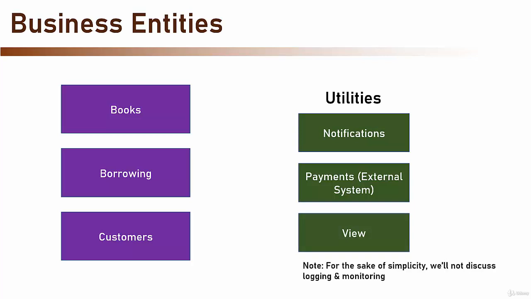Now, I want you to note that for the sake of simplicity, we will not discuss logging and monitoring. Although extremely important, I want this case study to focus on the functional mapping of services, and we have already covered all aspects of logging and monitoring in the respective section, so I leave it out of this one. So we have 3 business entities and 3 cross-system utilities. So it looks like we have 6 services in the system. And now, let's deep dive into each one of them and see how it looks.